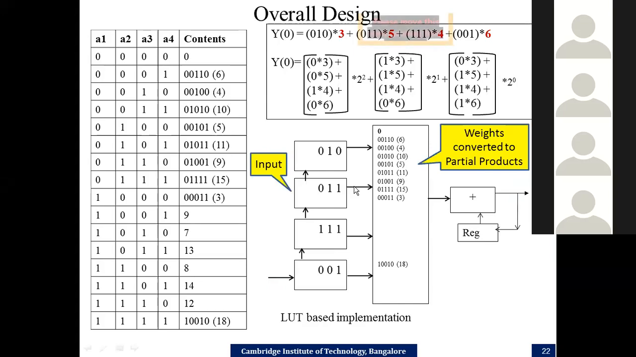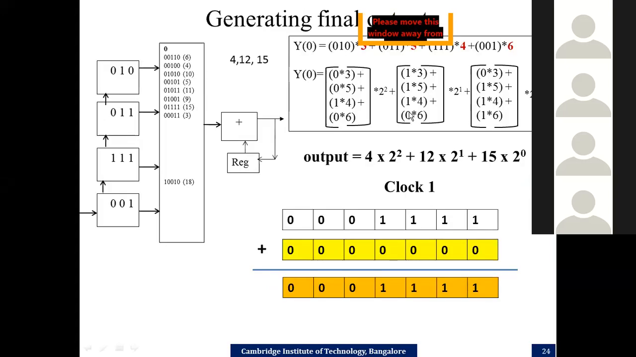Now, in the first clock cycle, 0111 forms the address. You read out 15. In the second clock cycle, 1110, you read out 12. Then in the third clock cycle, it is 0010. You read out 4. Now let us see how to perform the process.